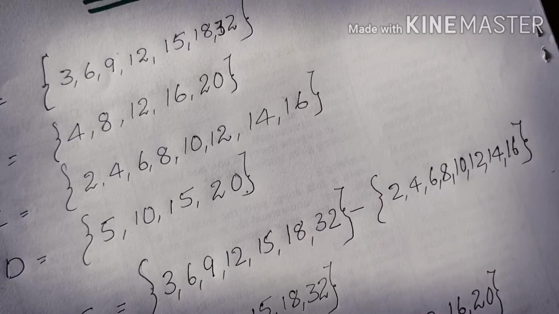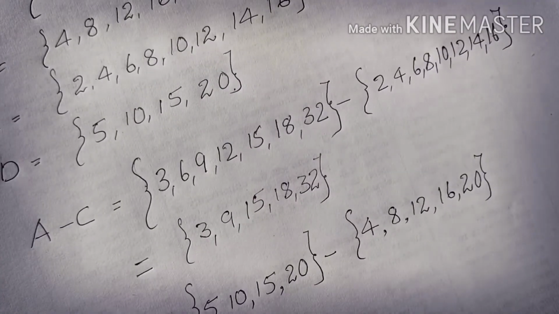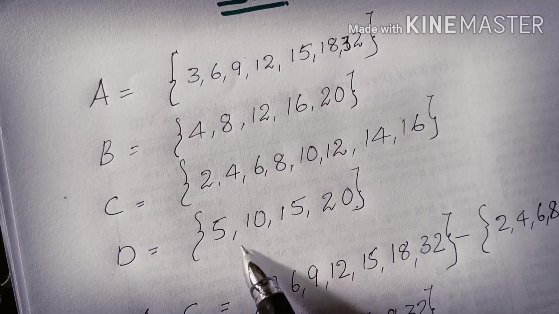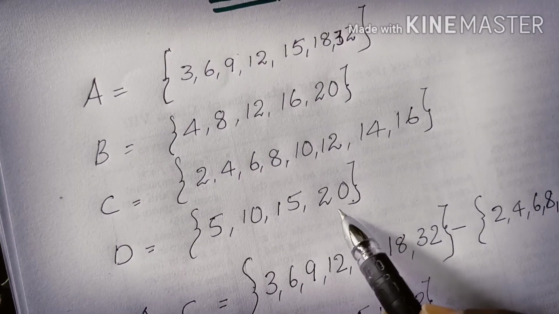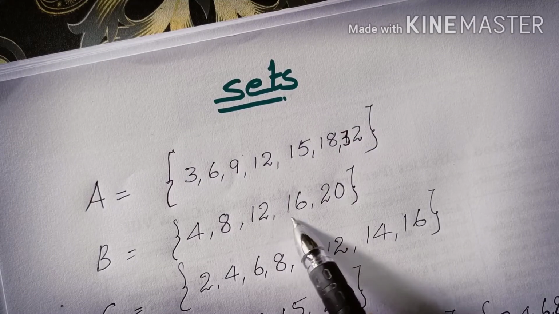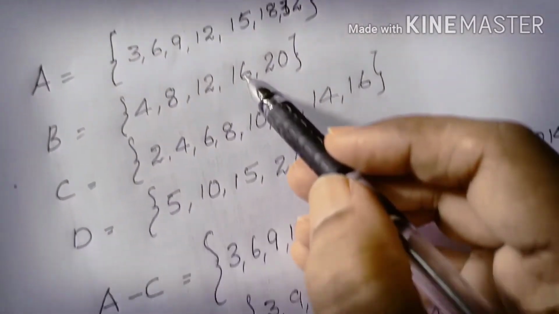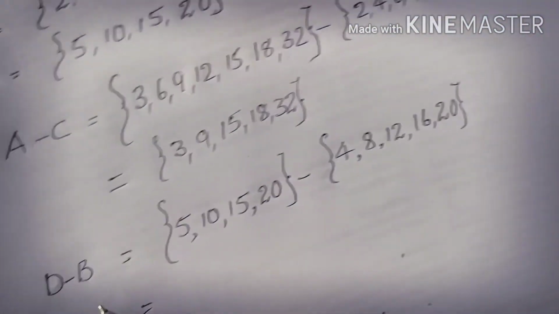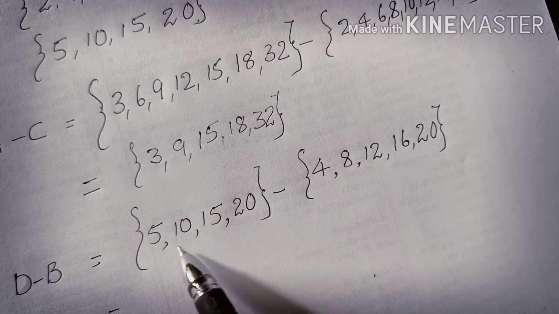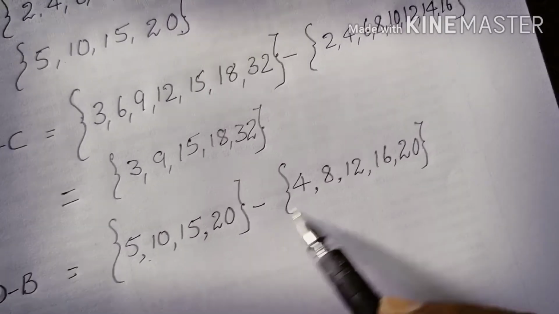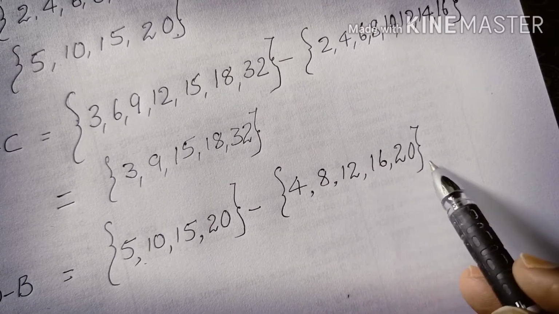Okay, here we want to find out D minus B. So, D is given as 5, 10, 15 and 20. And B is also given as 4, 8, 12, 16 and 20. We are going to find out what D minus B is. Okay, we have written D: 5, 10, 15, 20 minus set 4, 8, 12, 16, 20.